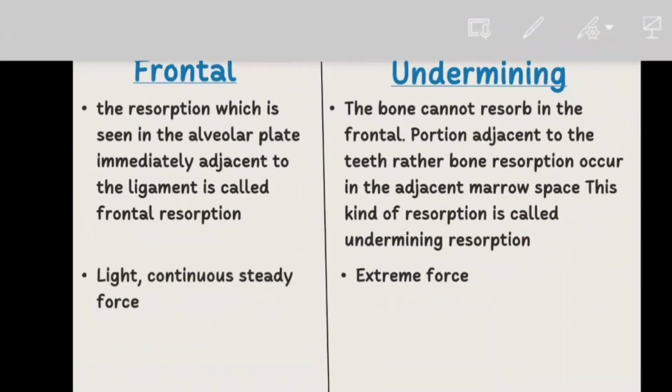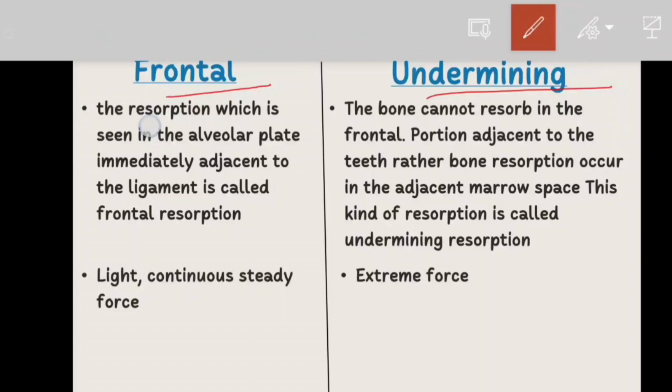So today we are discussing an important topic from the biology of tooth movement. Remember, whenever orthodontic force is applied, bone resorption occurs on the pressure side, but the pattern of the resorption depends on the amount of force applied. There are two types, that is frontal resorption and undermining resorption. So let's understand them one by one.